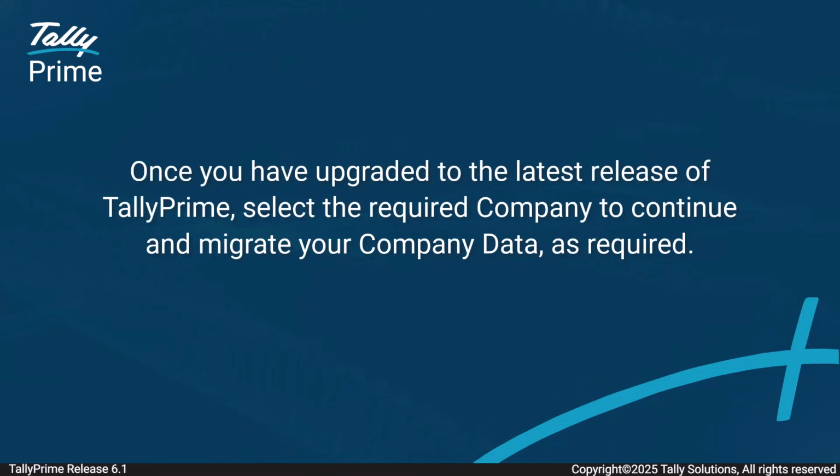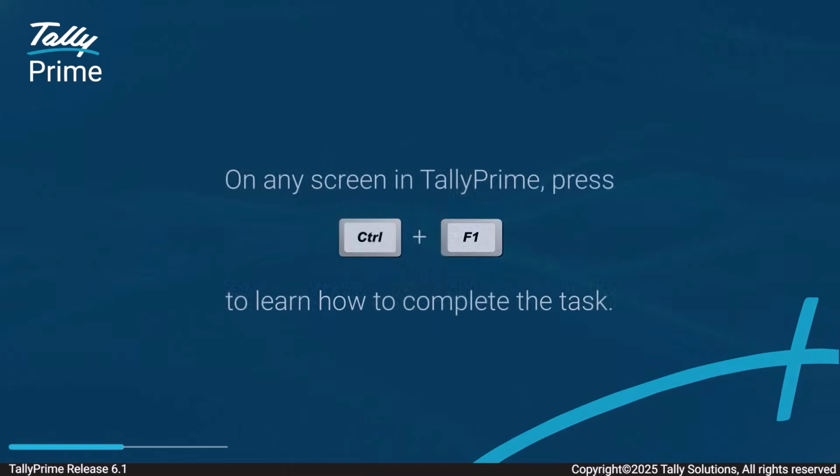As you saw, you can easily upgrade to the latest release of Tally Prime from any previous version by downloading it from the Tally Solutions website. Once you have upgraded to the latest release of Tally Prime, select the required company to continue and migrate your company data as required. Thank you.